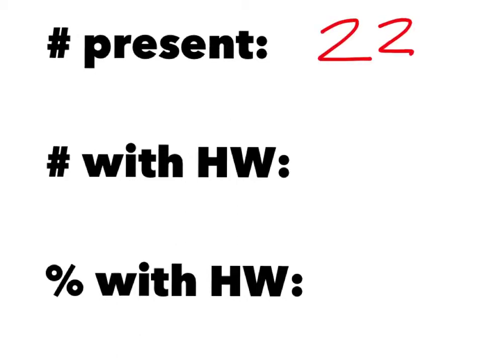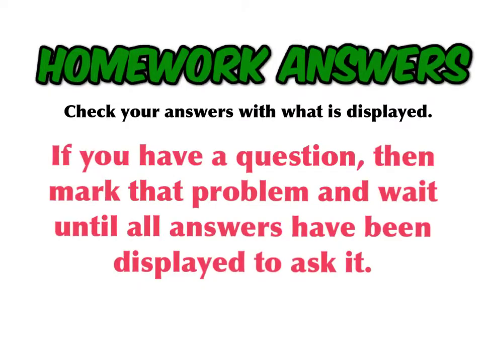So 22 present, and we had 3, 6, 9, 12, 15, 16, and 17 with homework. So 17 out of 22 is 77%. Here are the answers coming up.